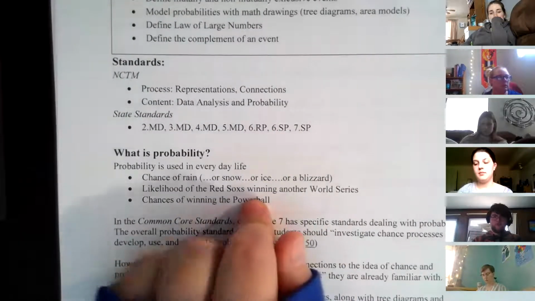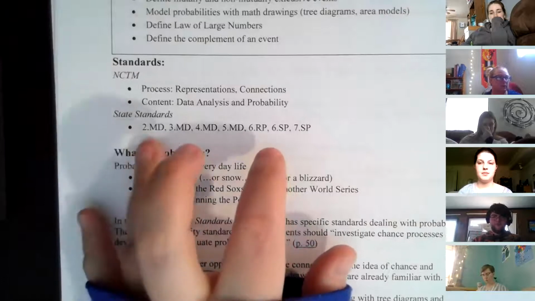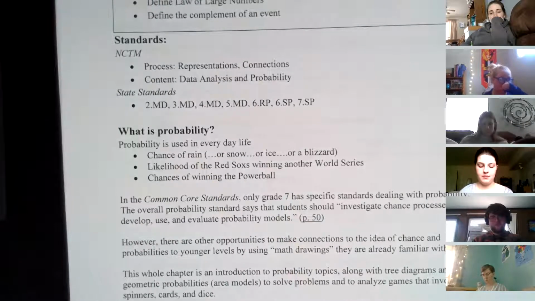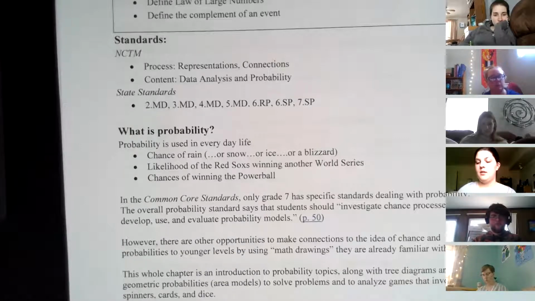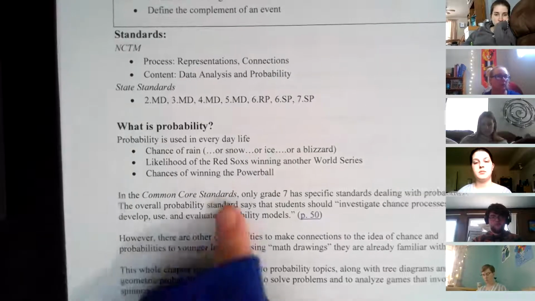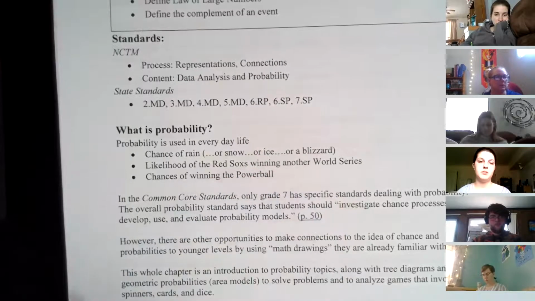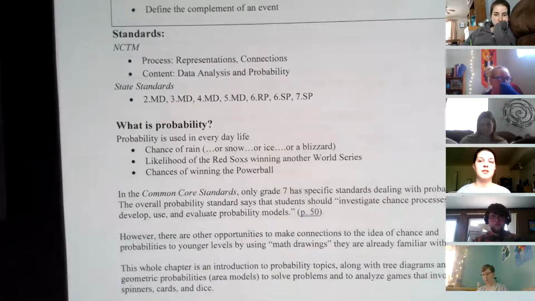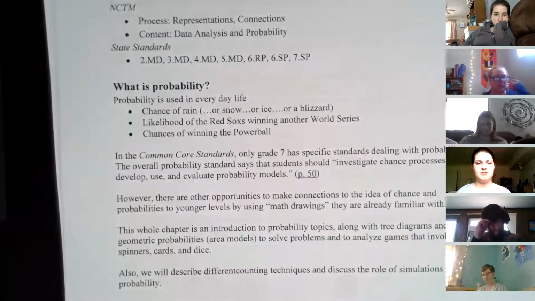So here are your standards. Probability shows up primarily in 2nd through 7th grade standards. Obviously we talk about probability in everyday life. When you look at the weather and you see a 20% chance of rain, that means on days that had similar weather conditions as the day has currently, 20% of the time it would rain. That's how you would interpret it. Then you also talk about the likelihood of the Red Sox winning another World Series, or the chances of winning the Powerball, which are very, very minuscule. Those are things that we actually talk about in everyday life.